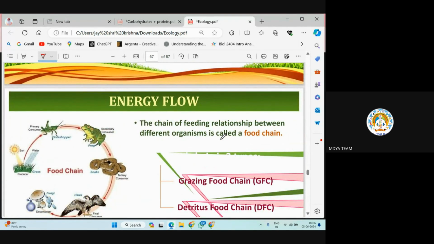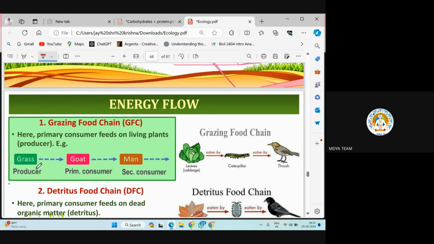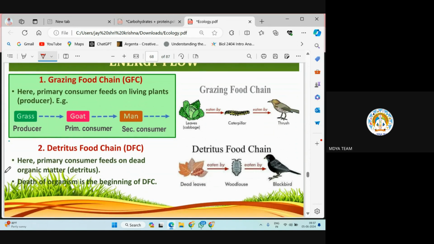Next, two types of food chain are there. One is the grazing food chain, the other one is the detritus food chain. The grazing food chain is where the primary consumer feeds on the producer, and the secondary consumer feeds on the primary consumer. For example, a plant is there, a deer is eating the plant, and a lion is eating the deer. So it is the grazing food chain. Here the primary consumer is feeding on living plants.